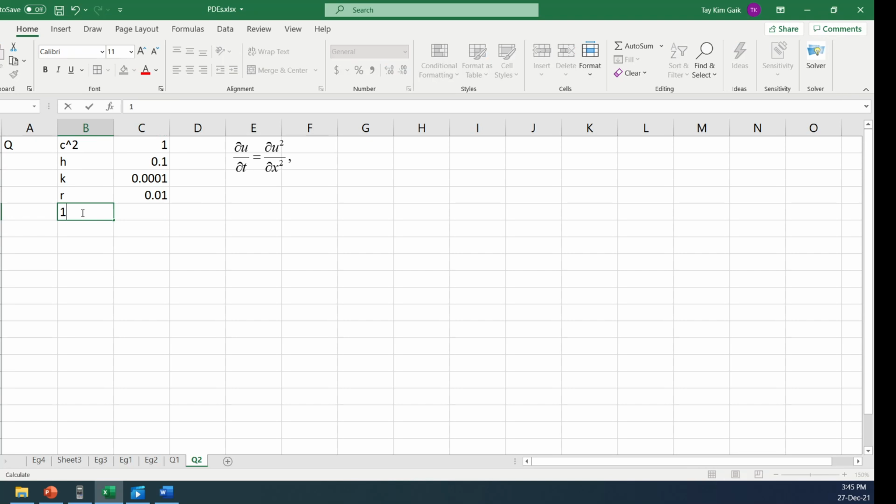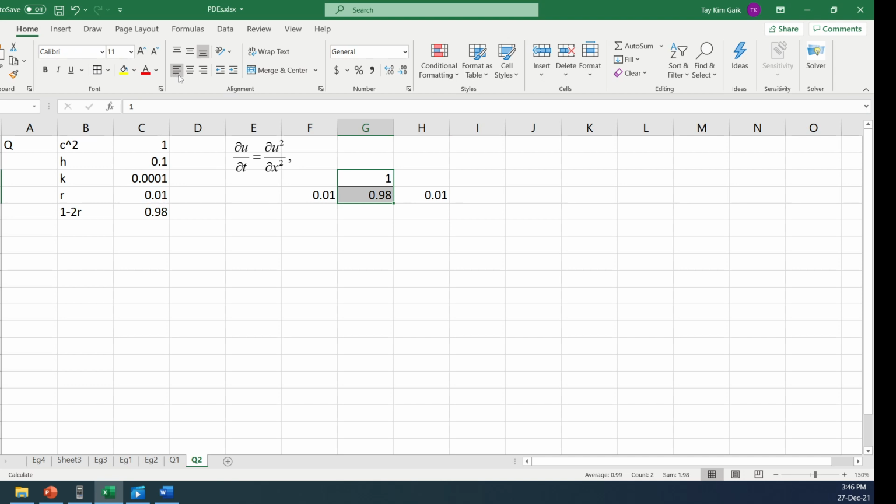Okay, then you may calculate the r, which is k multiplied by c squared divided by h squared. And then 1 minus 2r is equal to 1 minus 2 times the r value. Okay, that's why in your molecule, the top is 1, the left bottom coefficient is equal to your r, which is 0.01. The center bottom coefficient is 1 minus 2r. The right bottom cell is equal to r. Okay, this is the molecule for the explicit scheme to solve the heat equation.